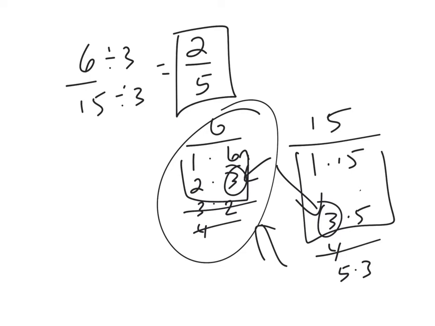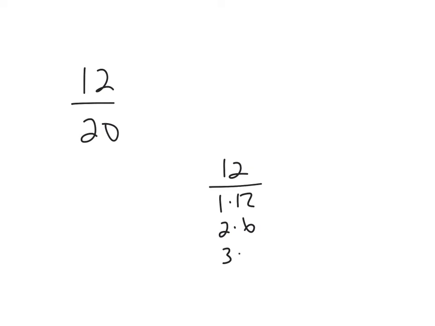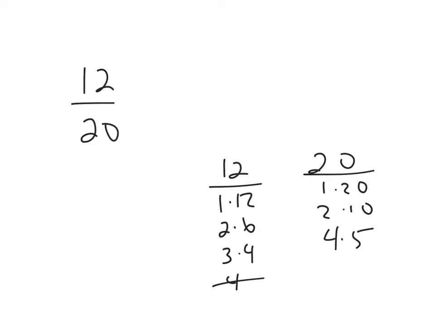Let's go, oops, what am I doing here? I don't know. Let's go 12 over 20. Okay, so the factors of 12, I got 1 times 12, 2 times 6, 3 times 4, and then 4 repeats, right? Okay, so 20, I got 1 times 20, 2 times 10, 3 doesn't work, and 4 and 5, and then 5 would repeat.